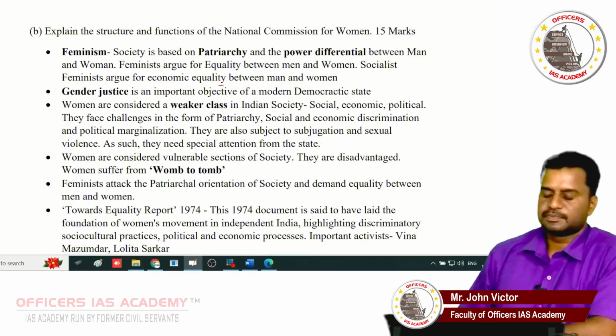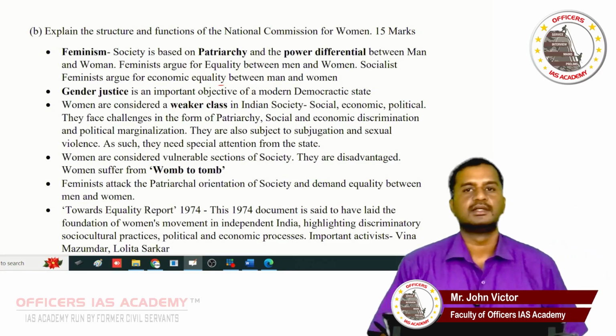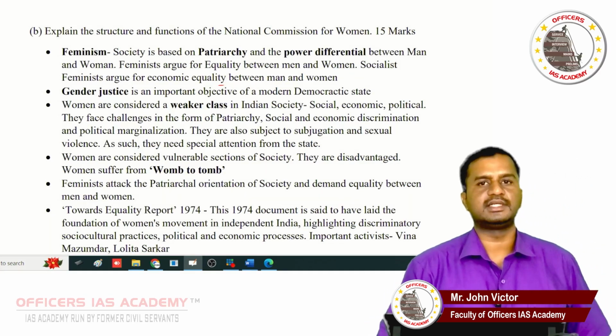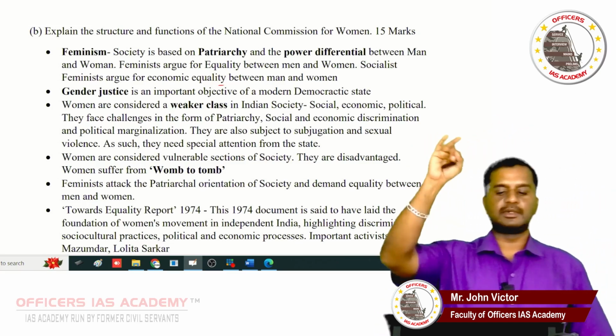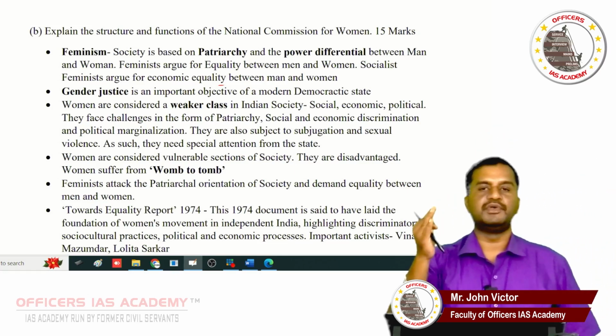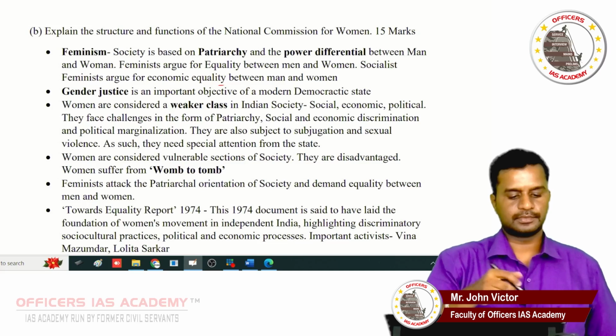Next question. Explain the structure and functions of NCW, National Commission of Women. Another straightforward question. Associate with section A of paper 1. You have to touch feminism. Briefly write about liberal feminism and radical feminism. Tell why women need to be liberated, and then write from an Indian perspective.